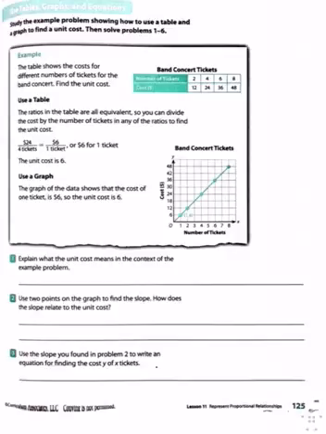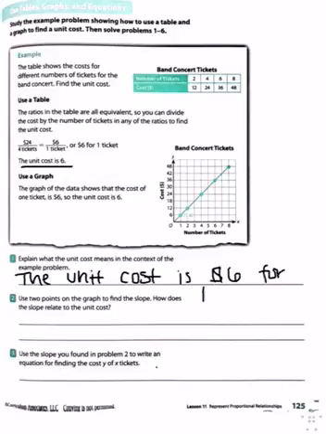Problem number 1. Explain what the unit cost means in the context of the example problem. So, where it says the unit cost is 6, it means it is $6 for one ticket. The unit cost is $6 for one ticket.